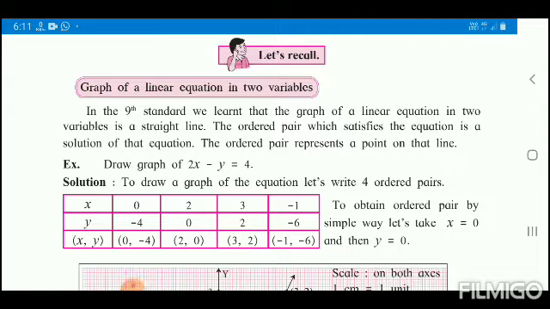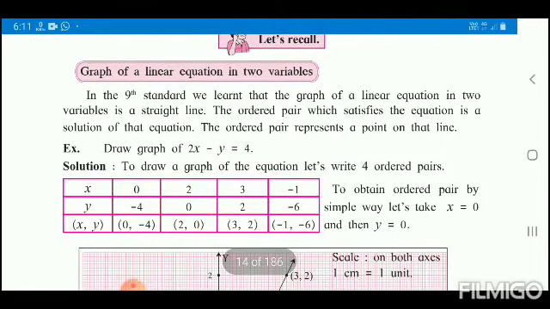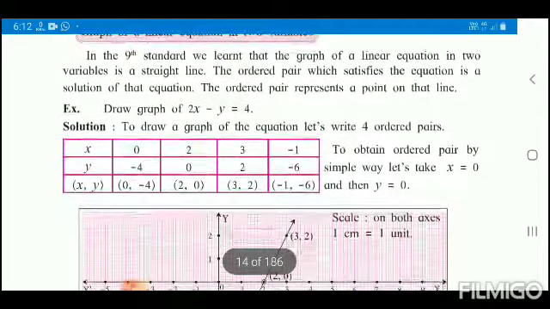So let us recall. In the 9th standard we learned that the graph of a linear equation in two variables is a straight line. The ordered pair which satisfies the equation is a solution of that equation. The ordered pair represents a point on that line. Now, here is one example.